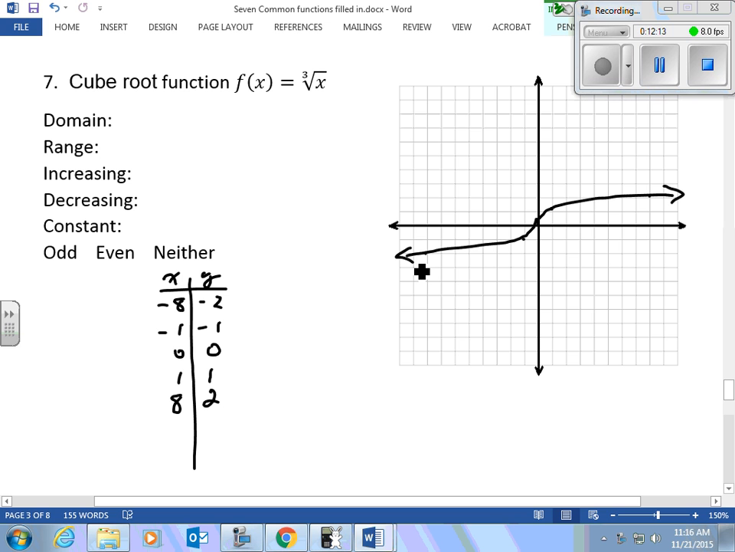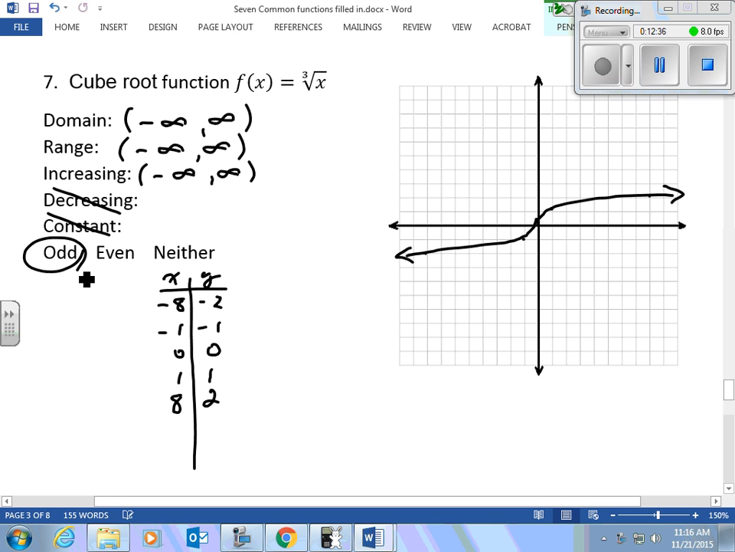Okay, so if we look at that function, we can see that the domain goes from negative infinity to infinity. The range, same thing. It's also continually an increasing function. As you move from left to right, it's always increasing. It's never decreasing, never constant, and this one is also an odd function. If we rotated it 180 degrees, we'd end up with exactly the same spot.